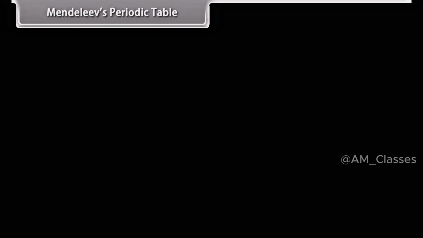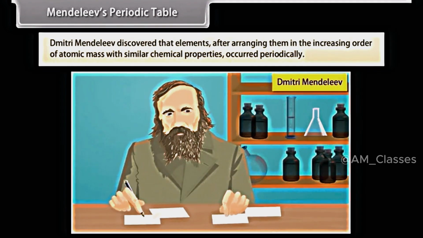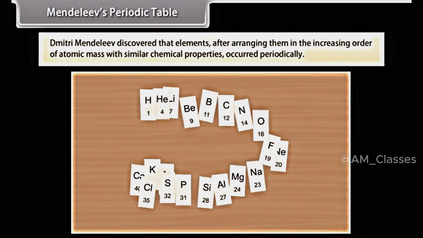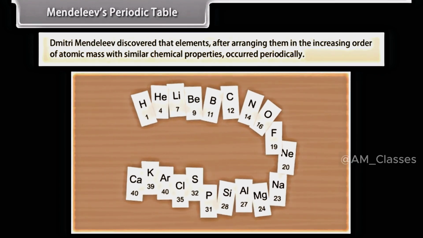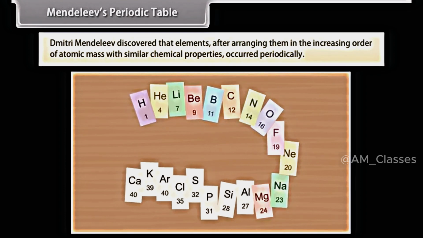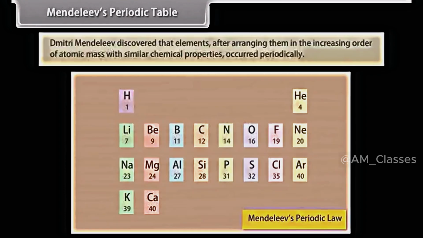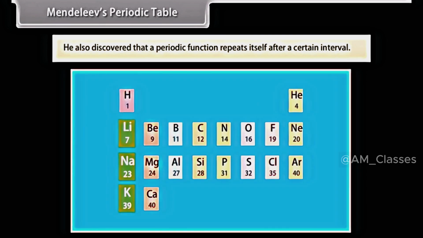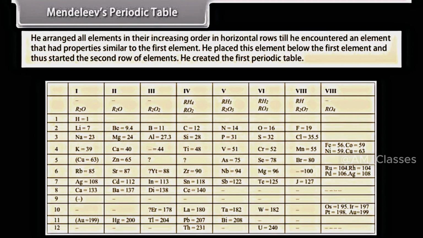Mendeleev's periodic table. Dmitry Mendeleev, a Russian chemist, discovered that elements, after arranging them in the increasing order of atomic mass with similar chemical properties, occurred periodically. In 1869, he stated this observation in Mendeleev's periodic law. He also discovered that a periodic function repeats itself after a certain interval. Hence, according to the periodic law, the chemical and physical properties of elements repeat themselves after certain intervals when they are arranged in the increasing order of their atomic mass. A tabular arrangement of the elements based on the periodic law is called periodic table.